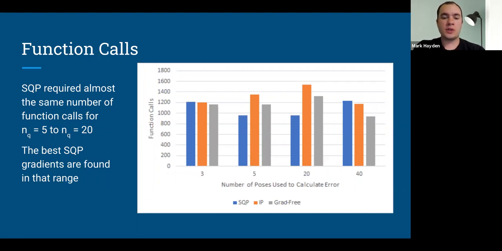This plot shows the number of function calls for the explained scenarios. And it shows that the lowest number of function calls for the SQP method was between 5 and 20. This is showing that the SQP is doing its best work in that range, showing that the gradients it is calculating right there are the best for the SQP method in that area.